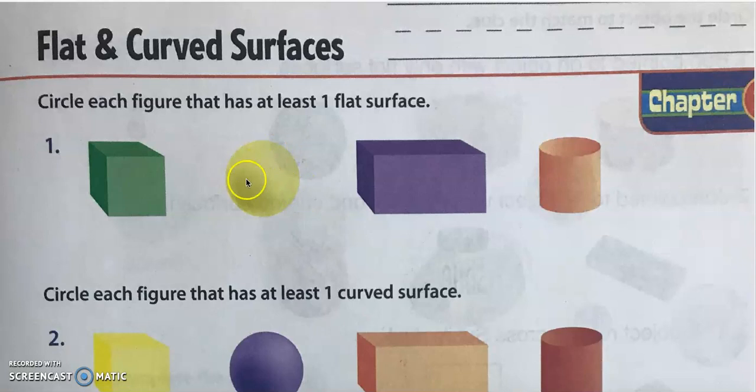And number two, we'll talk about this shape tomorrow, but it's called a sphere. Spheres do not have flat surface at all. It only has curved surfaces. So don't circle this one. And what about this one? Yes, it has flat surface. And this one over here? Yes, it does have flat surface over here, but has curved surface as well. But the question asked you to circle the figure that has at least one flat surface. So yes, go ahead and circle this one.